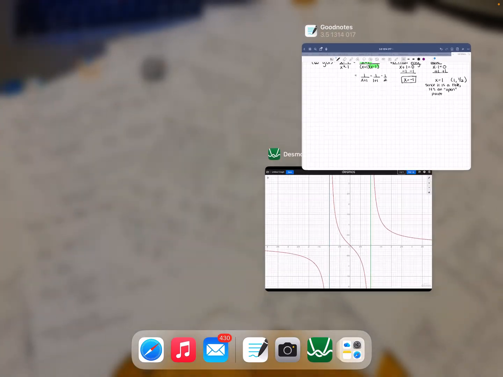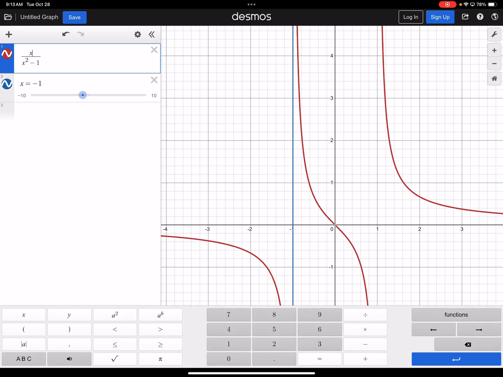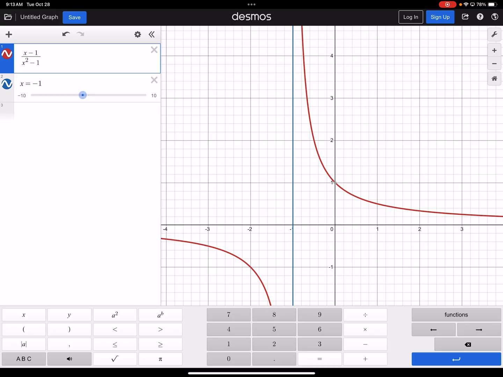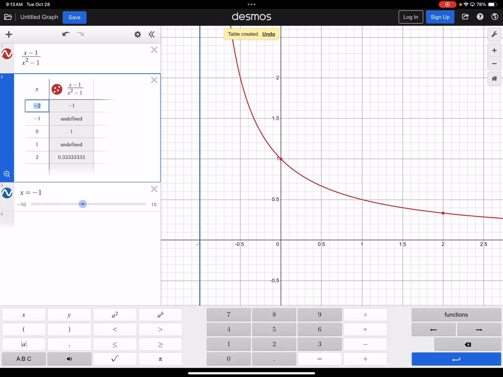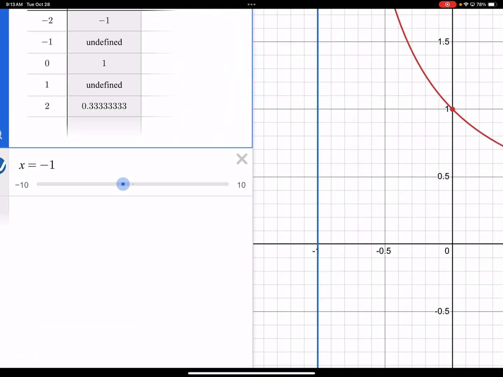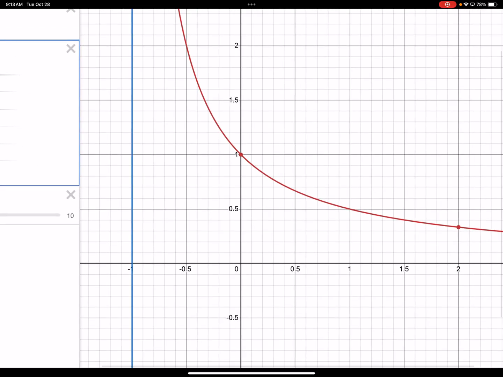If I go over here, back to my graph, who did we still have x equals -1? We still had that vertical asymptote there. This is going to become -1, okay? Now, we're saying that we have a hole at x equals +1. If I turn this into a table, you'll notice at x equals 1, what does it say? It says it's undefined. But what happens? It looks like it actually equals something there, doesn't it?